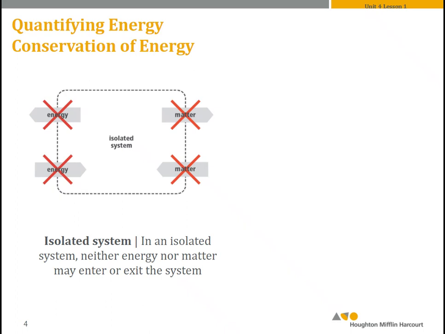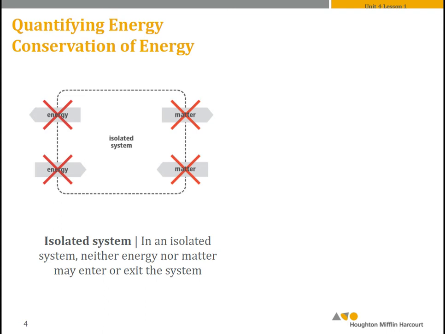Often, when we're studying a group of objects and we just want to know how those objects interact with each other, we define them to be part of an isolated system. An isolated system is also called a closed system. In an isolated system, neither energy nor matter may enter or exit the system.